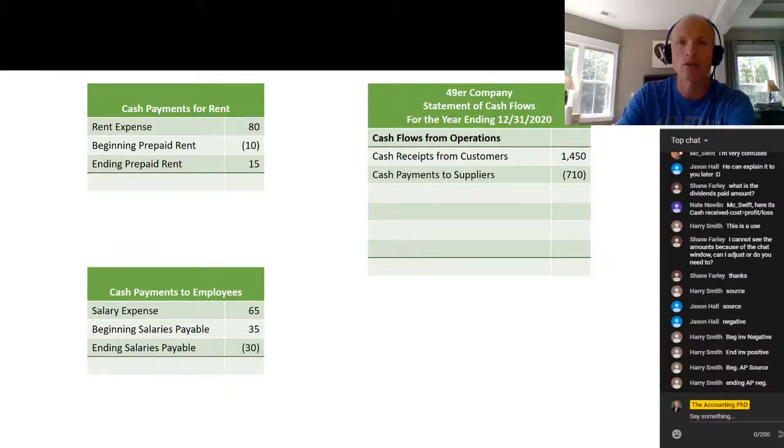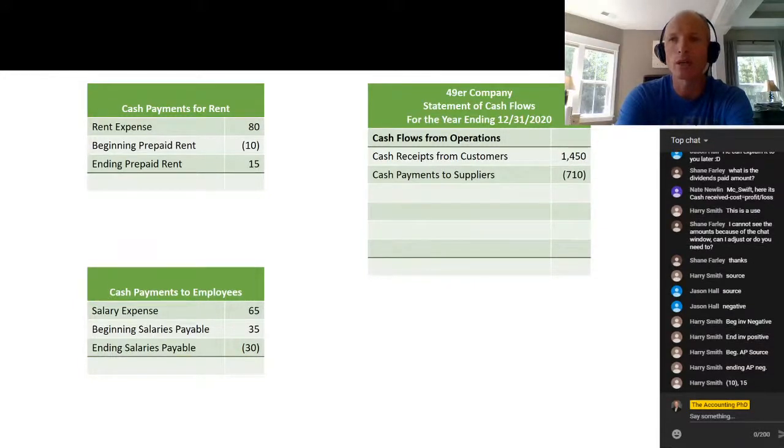And so let's talk about those adjustments. So with the rent, the beginning prepaid rent, that's a cash payment that I made in 2019 for rent expense that I'm going to report in 2020. And similarly, my ending prepaid rent is rent that I paid in 2020, but where the rent expense will be incurred in 2021. 100% right, Harry. Good job. And so that's why we have a negative adjustment for my beginning prepaid rent and a positive adjustment for my ending prepaid rent.